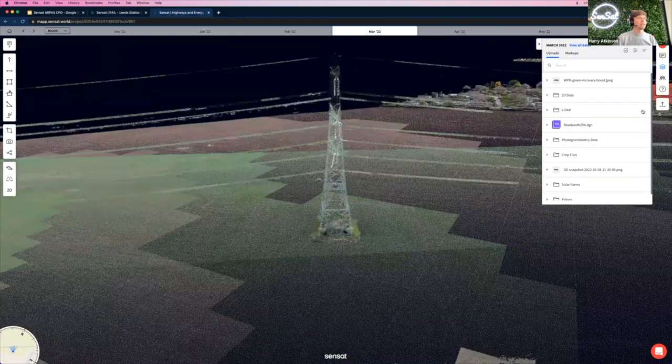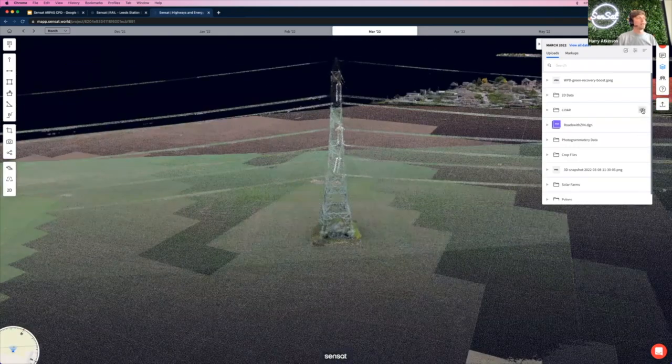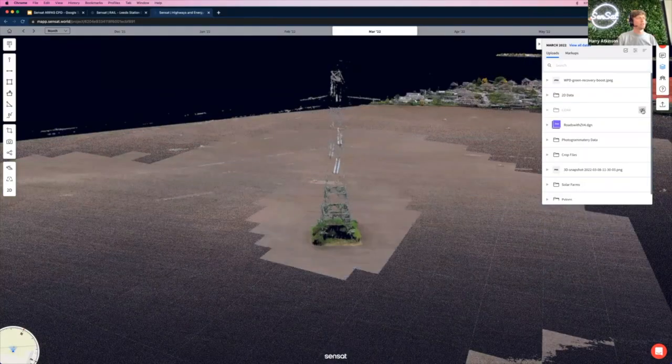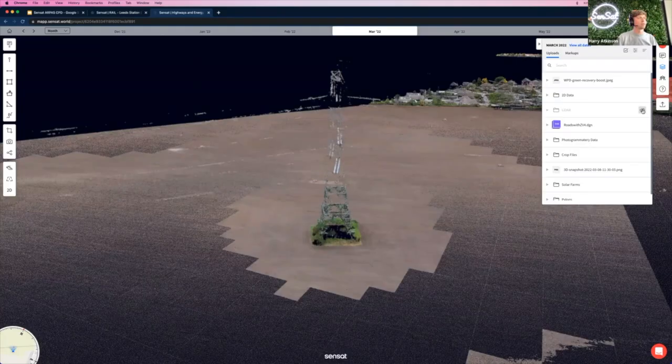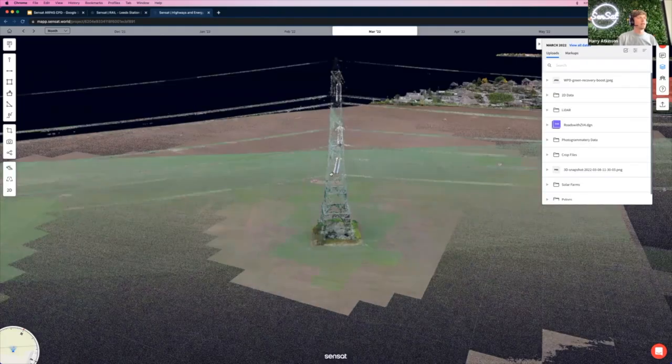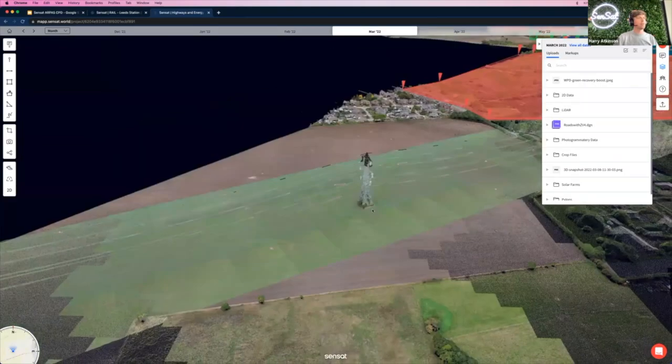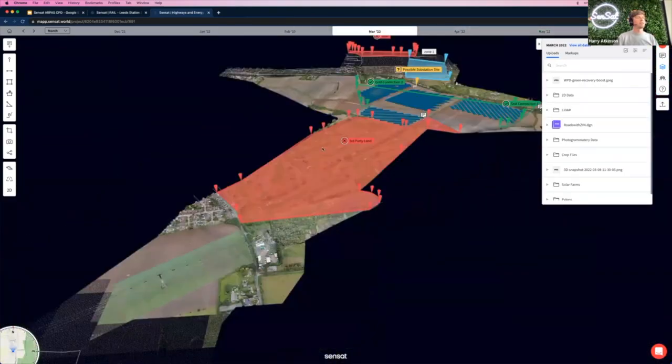Again, if I turn that off, you can see you're not getting much detail on the structure and the individual elements of that structure with photogrammetry, and with LiDAR you're able to get much more detail there. And then again, you can overlay your designs.